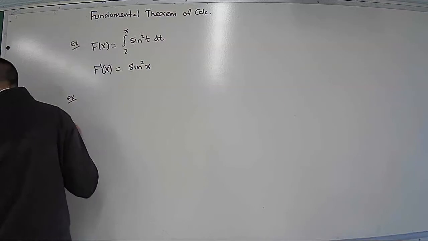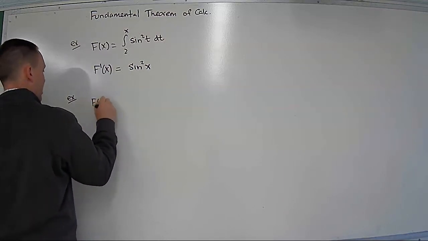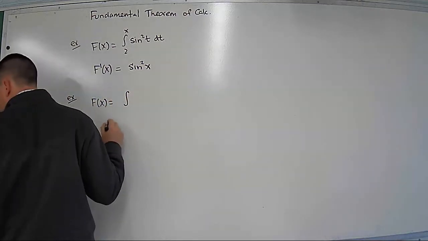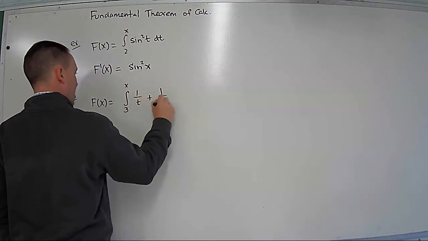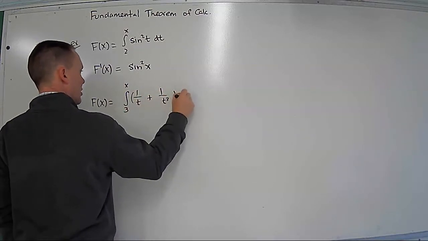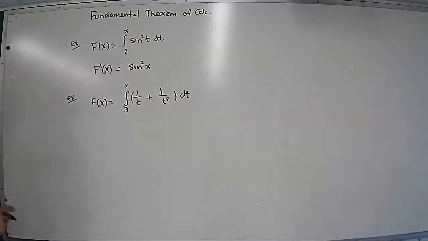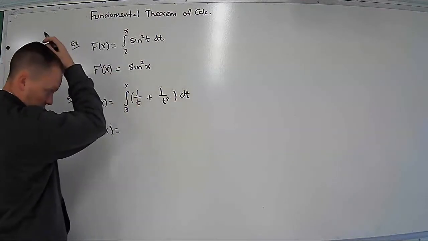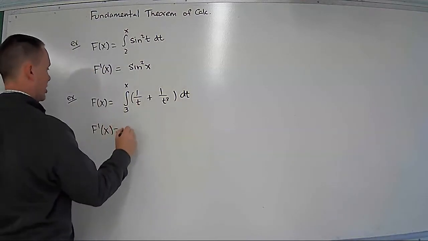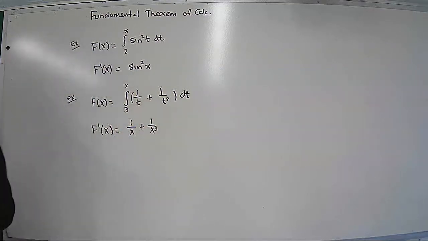How about another one? Let's say that big F of x is equal to the integral from 3 to x of 1 over t plus 1 over t cubed dt. What's the derivative of this? Literally, it's just 1 over x plus 1 over x cubed. Okay? Literally, it's that simple.